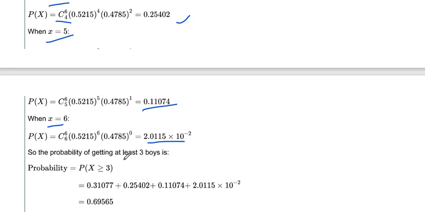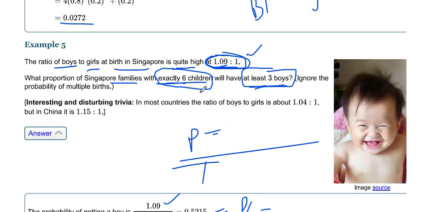So the probability of getting at least 3 boys means x greater than or equal to 3, that is 3, 4, 5 and 6, and make the addition. So this is the probability of getting at least 3 boys out of exactly 6 selected children.